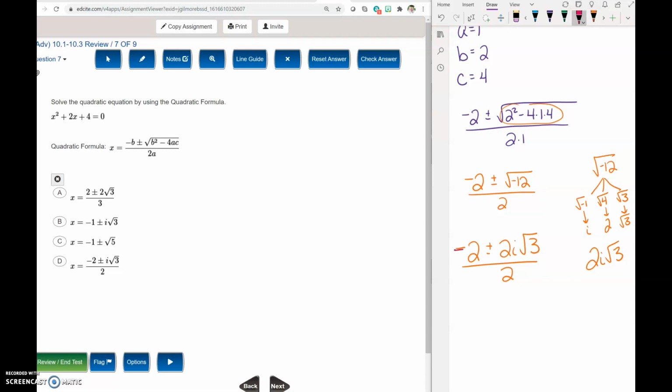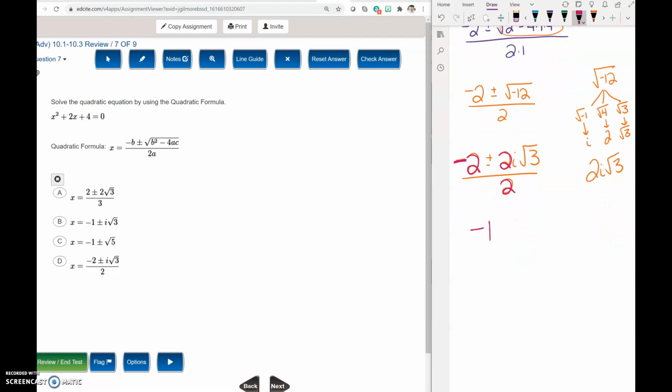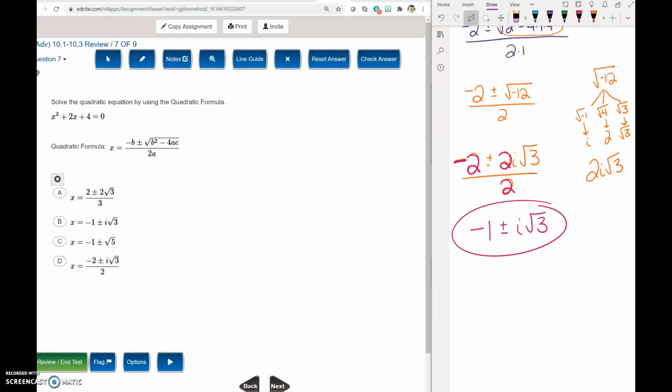I want you to look at the whole number pieces here. We've got negative 2, 2, and 2. You can divide all of those by 2. So negative 2 divided by 2 is negative 1. 2i square root of 3 divided by 2 is 1i square root of 3. And 2 divided by 2 is 1. So our answer is negative 1 plus or minus i square root of 3.